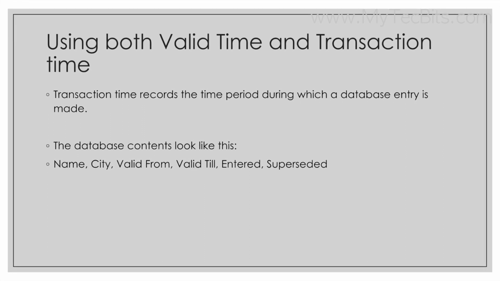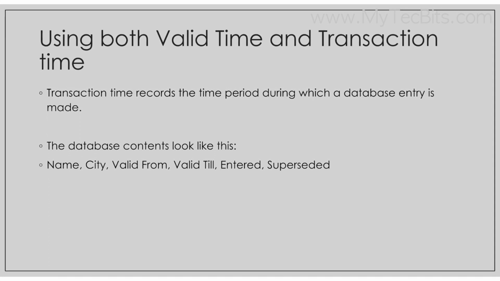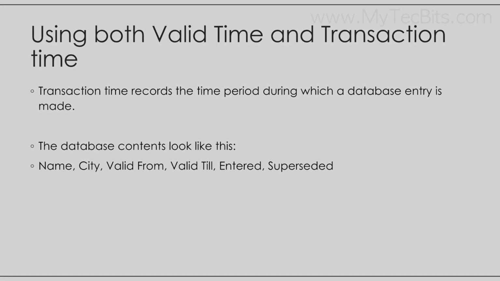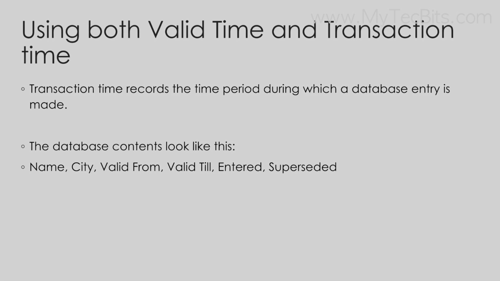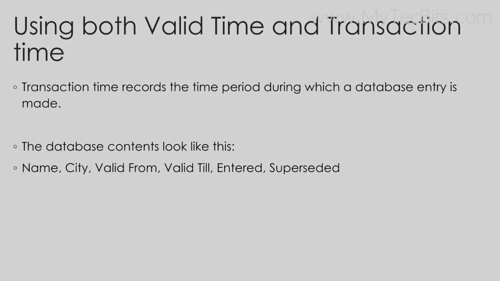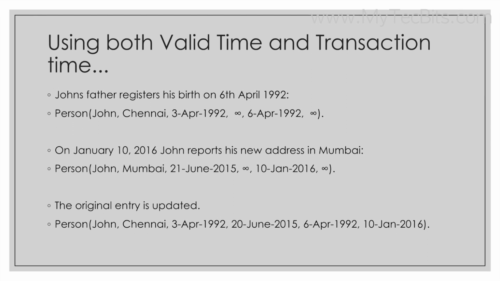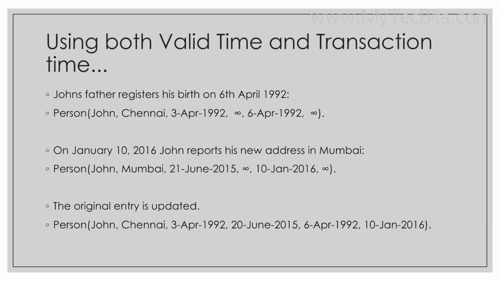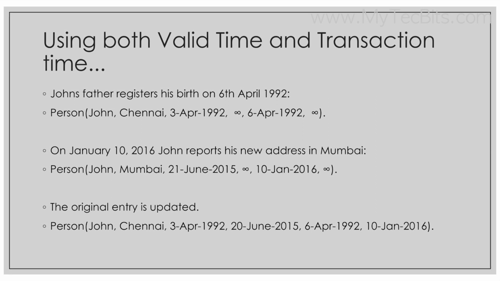Next, we'll see a bitemporal database which includes both the valid time and transaction time. Transaction time records the date or time when the database entry is actually made. So now the database will have 4 additional entries: the valid from, valid till, transaction entered, and transaction superseded. First, when John's father records his birth, the valid start time would be 3rd April, his actual birth date, but the transaction entered time would be 6th April 1992.